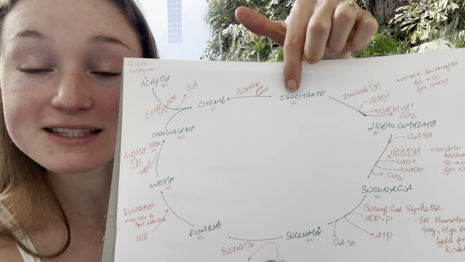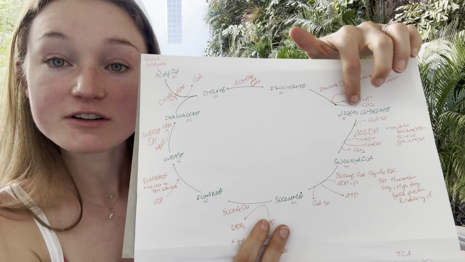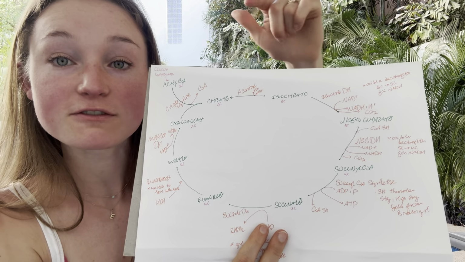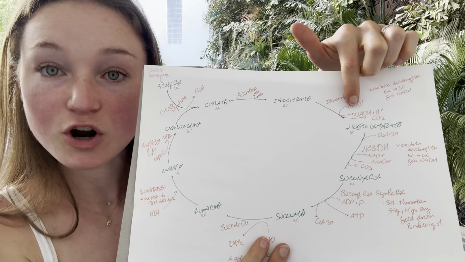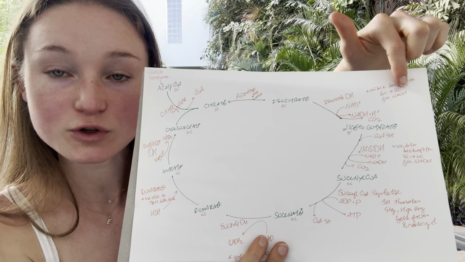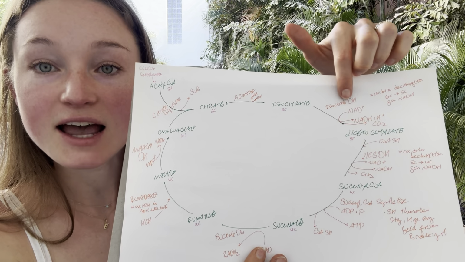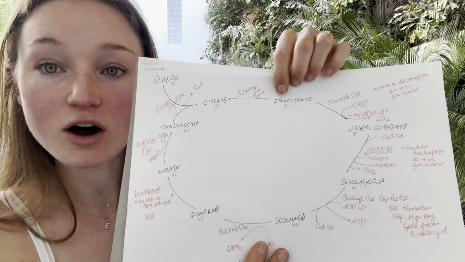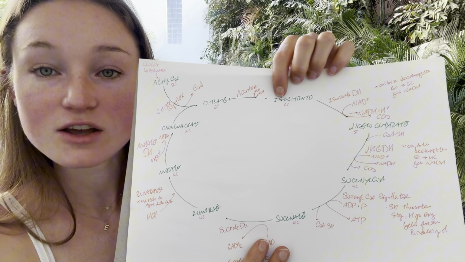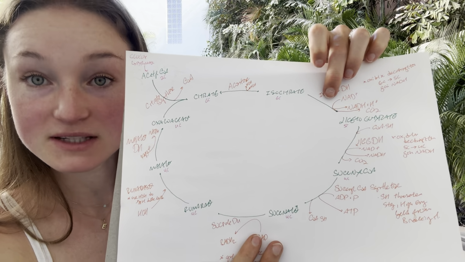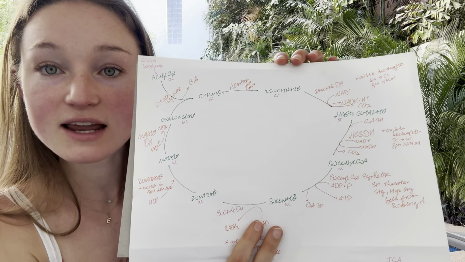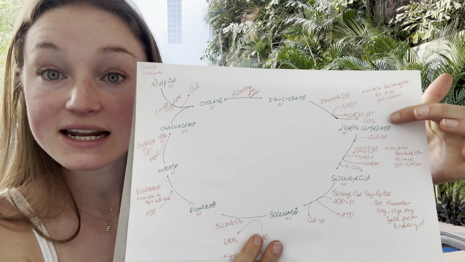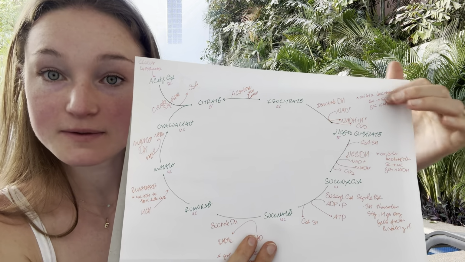So isocitrate is a 6-carbon molecule. Alpha keto glutarate only has 5 carbons. One of those carbons is lost as CO2. Also, this enzyme uses NAD plus to facilitate the oxidation of isocitrate. So NAD plus comes in, isocitrate is oxidized, and NADH, reduced, comes out.